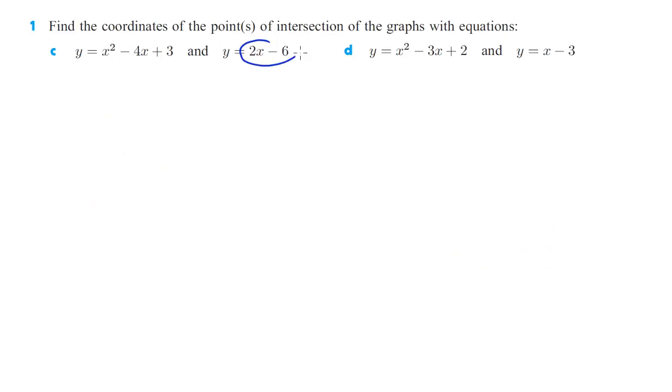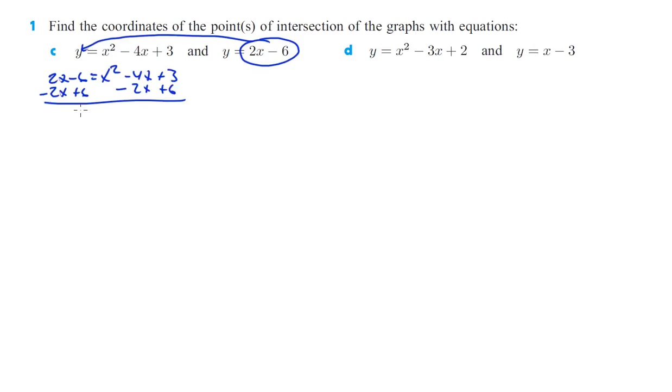So I'm going to plug this 2x minus 6 in for that y there. So we get 2x minus 6 equals x squared minus 4x plus 3. Okay. So I'm going to subtract the 2x and add the 6, and we get 0 over here equals x squared minus 6x plus 9. Okay. So let's see if we can factor this out here. Factors of 9, which are 1 and 9, and 3 and 3, that add up to 6. It's going to be 3 and 3.